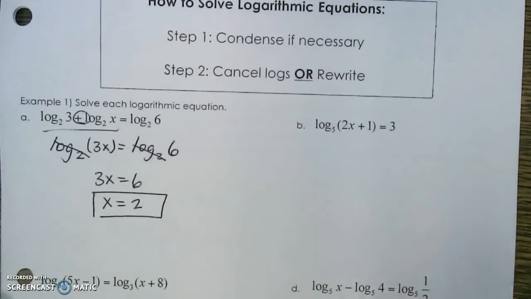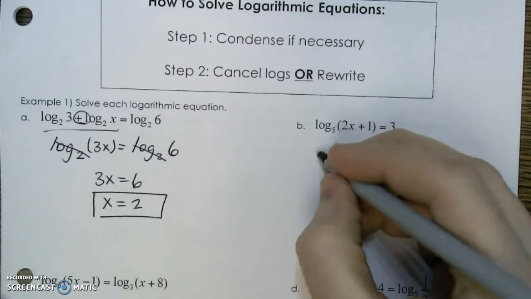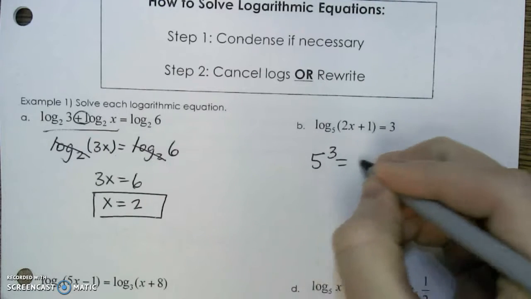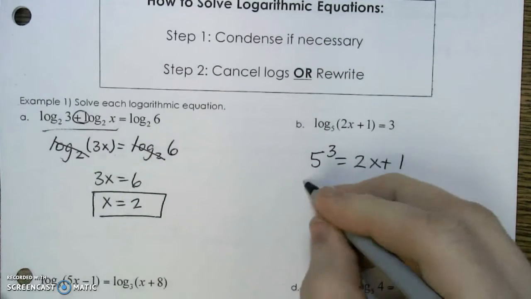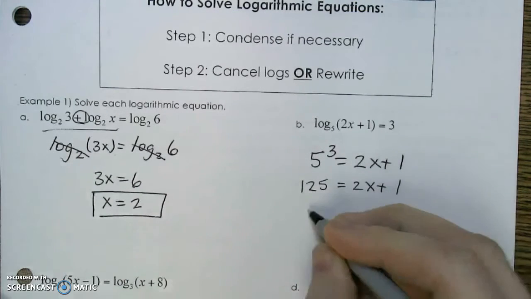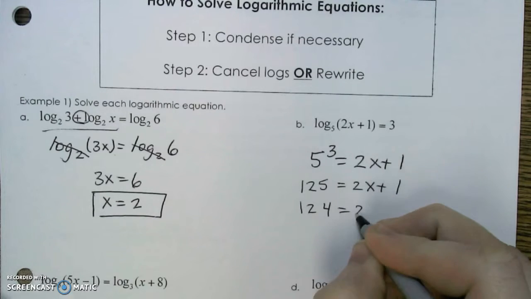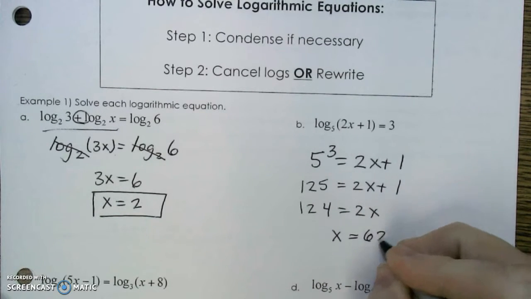For b, there's nothing to condense, so we're going to rewrite the equation in exponential form. 5 to the third equals 2x plus 1. 5 to the third, 5 times 5 times 5, is 125. Subtract 1 to the other side, divide by your 2, and you get 62.